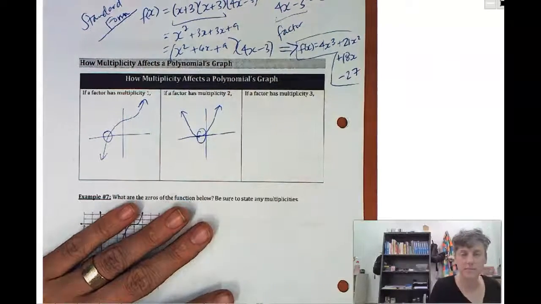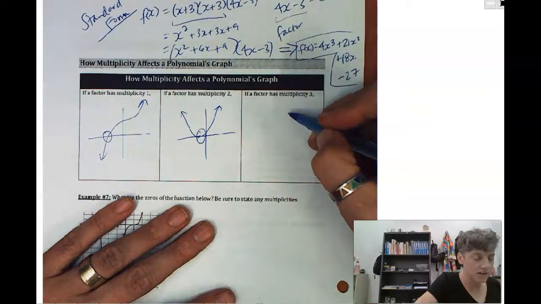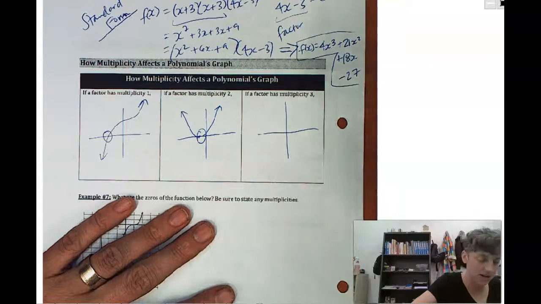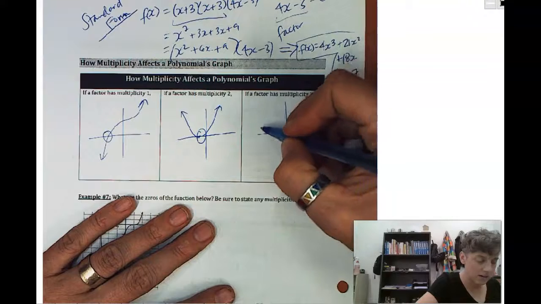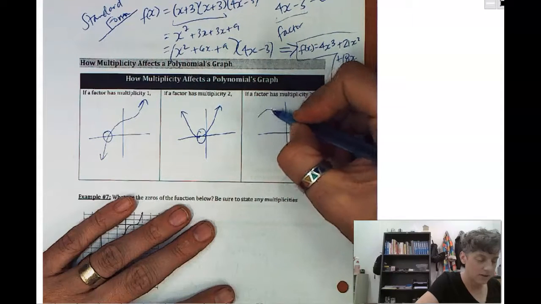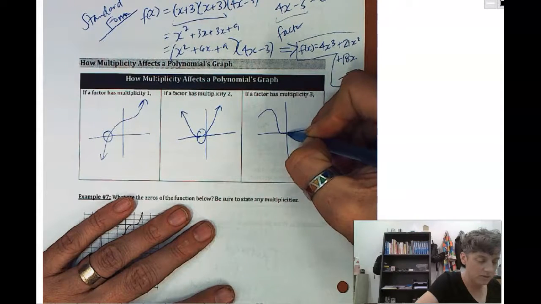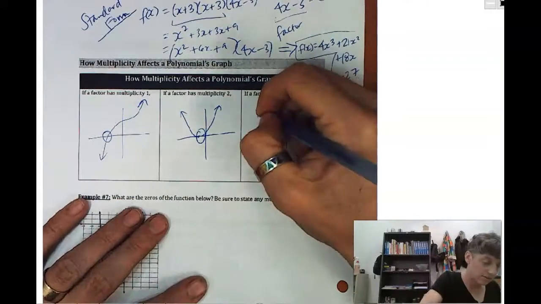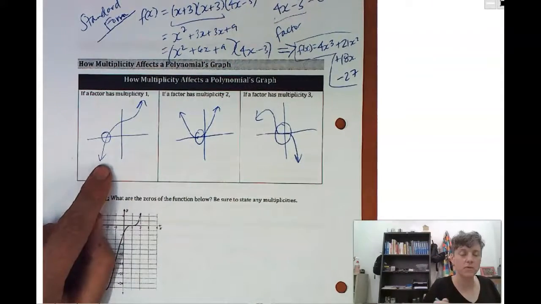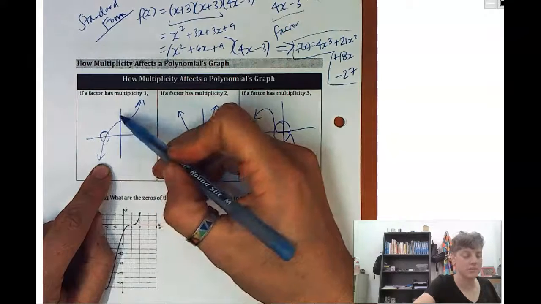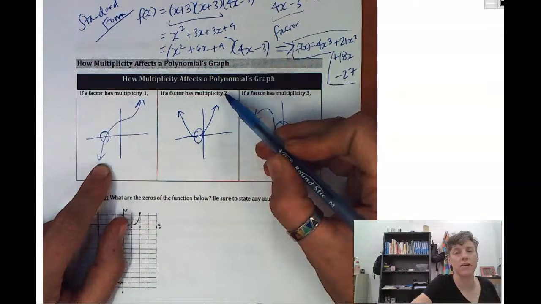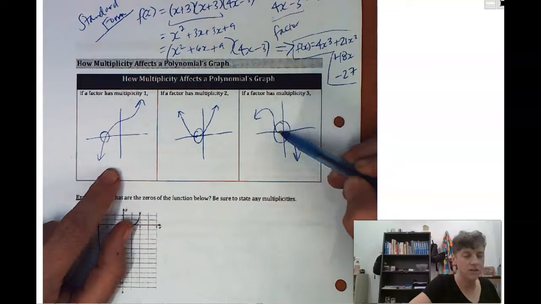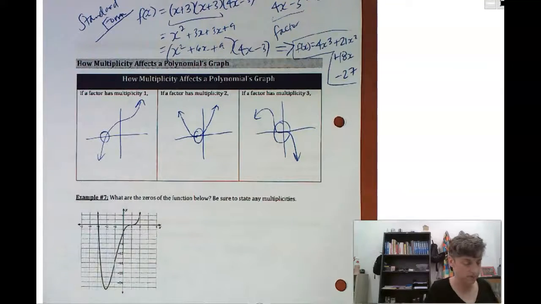Just like that. Okay? If it's got a multiplicity of 3, it's going to touch the x-axis, hang on for a minute, and then come back down. So I'd go touch the x-axis, hang on for a minute, and come through. Okay? Alright. So multiplicity of 1 goes straight through the x-axis. Multiplicity of 2 bounces off the x-axis. Multiplicity of 3, that hangs on to the x-axis and then goes through.